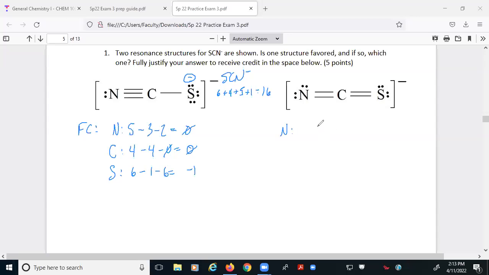If I look at the opposite side, nitrogen, 5 valence, 2 bonds, 4 dots. Here's a -1. Carbon, 4 bonds, no dots, no charge on the carbon. Sulfur, 2 bonds, 4 dots, no charge on the sulfur.